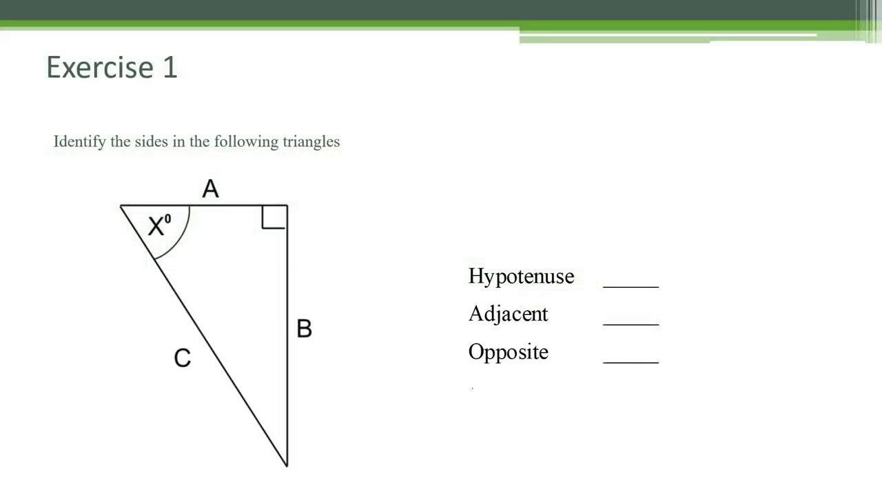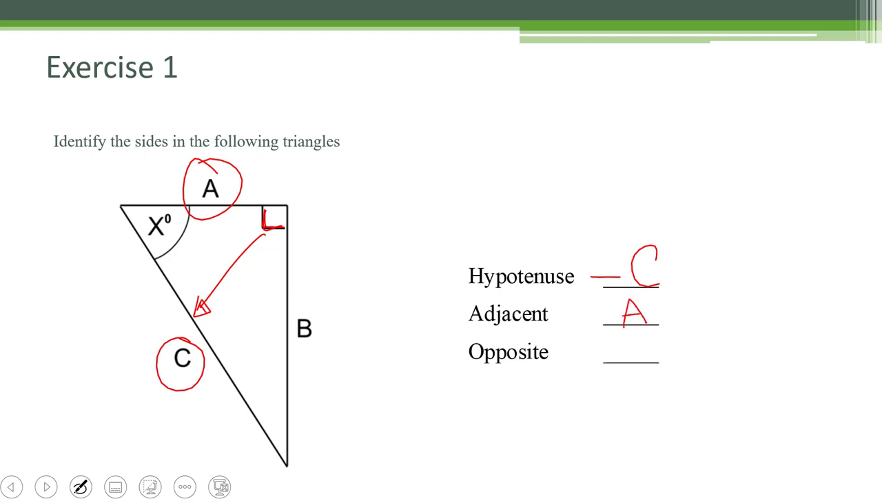Okay, so the first question in the exercises is just asking you to identify the sides of the triangle. So the first one, this hypotenuse, remember that's always the longest side across from the right angle. So there's the right angle. That is the hypotenuse, C. The adjacent side is the one beside the angle, so that'd be A. And the opposite is the one across from the angle that you're looking for. So that would be B.